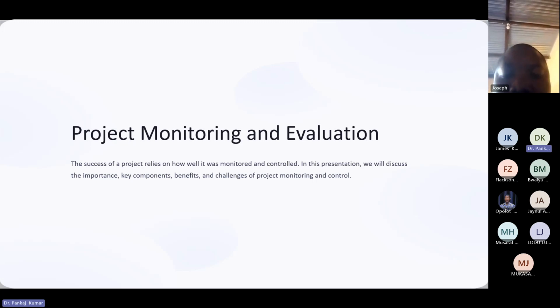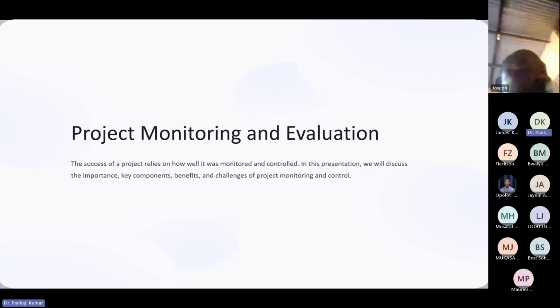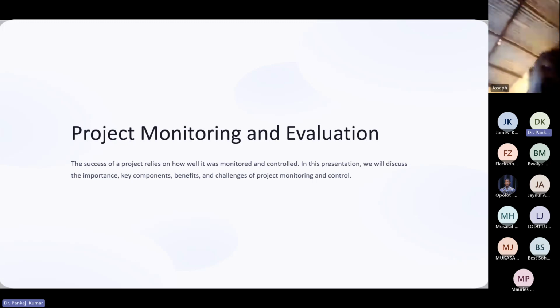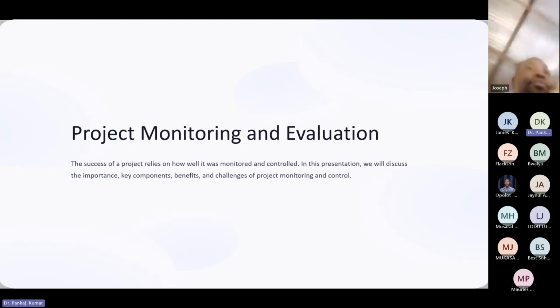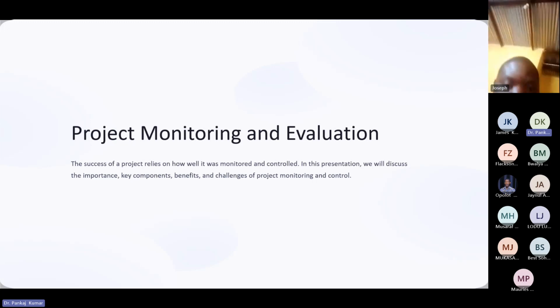Project monitoring and evaluation is a systematic and ongoing process which is used to track and assess the progress and impact of a project or program. It helps project managers, stakeholders, and funders understand whether the project is on track to achieve its objective and whether it is having the desired impact. Monitoring and evaluation is an essential part of project management and is often conducted throughout the project life cycle.